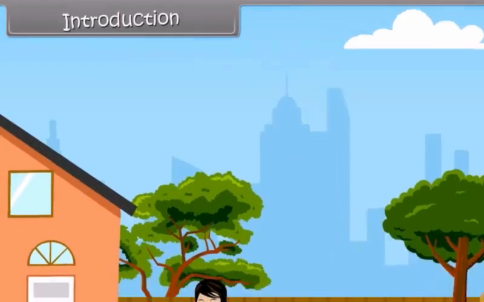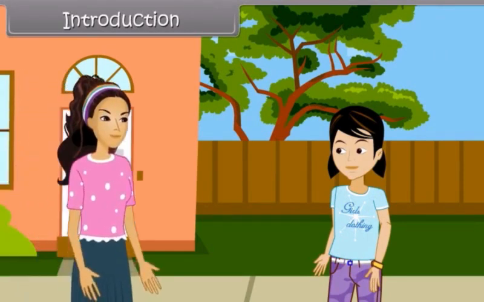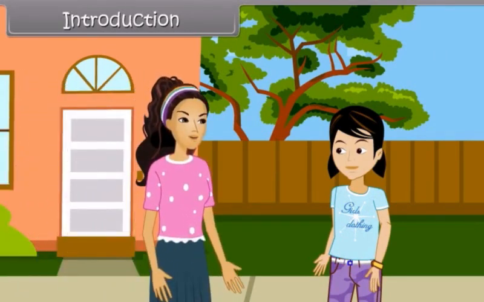Introduction. Hey Ria, I have great news. My sister has given birth to a little boy. Congratulations! Thank you, Ria. I wonder how a baby develops in mother's body. Oh, I can explain to you how a child is born.